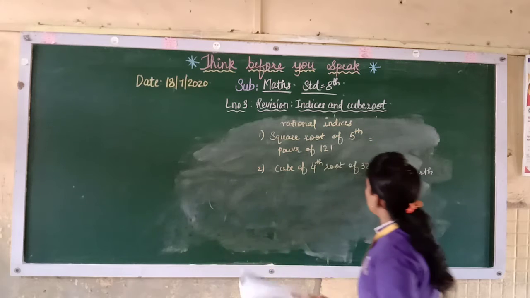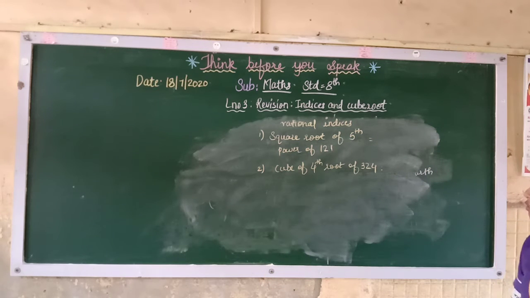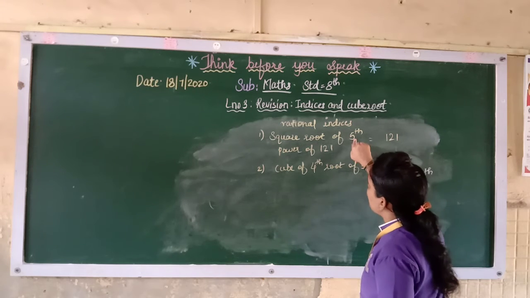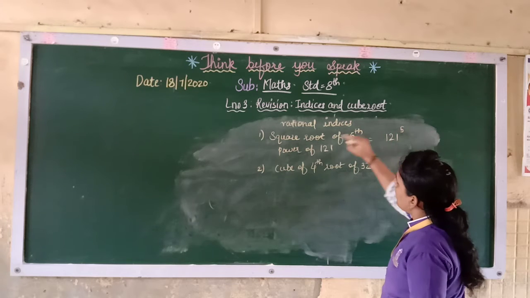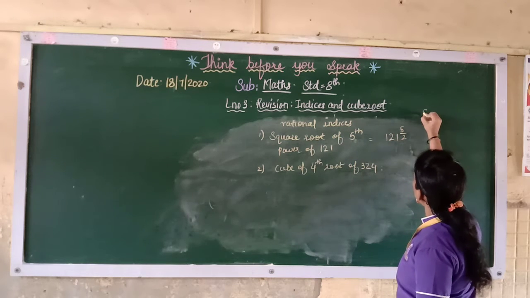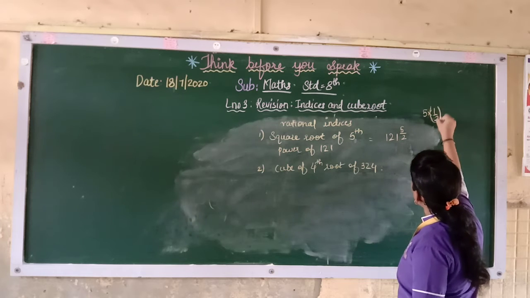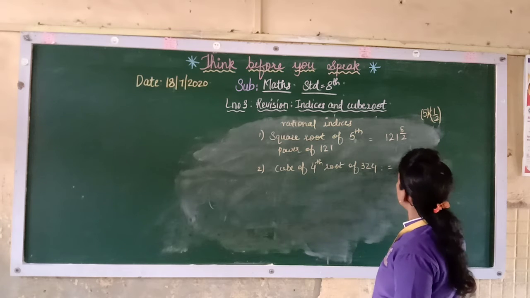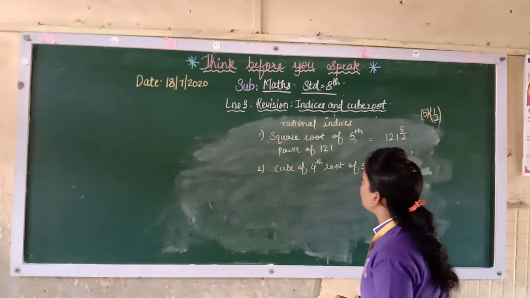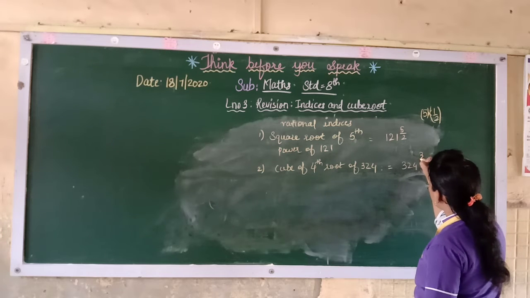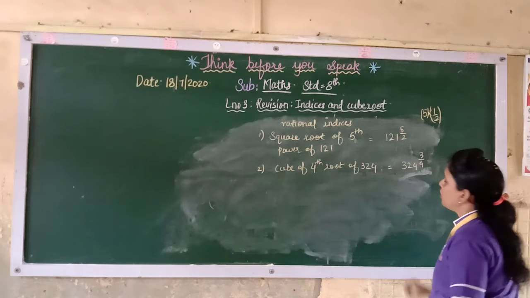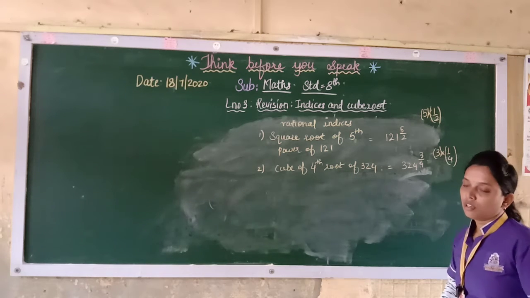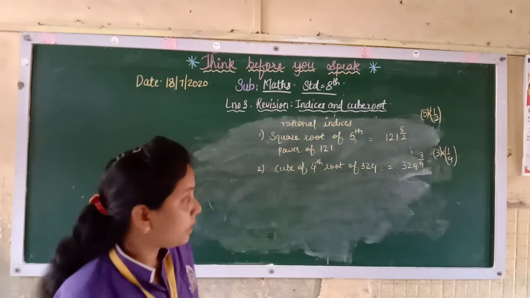Now if you see the first one, it is square root of fifth power of 121. So it is 121 the number. Now see the power. Power is fifth power. So 5 will come upper side and it is square root means 2. So this is square root and this is fifth power. Now here the number is 324. Now it is cube of fourth root. Cube means upper side it will come 3. Fourth root means down it will come 4. So this is fourth root and this is cube. So I hope you have understood how you can write in the indices form.